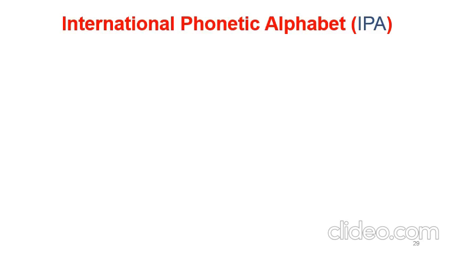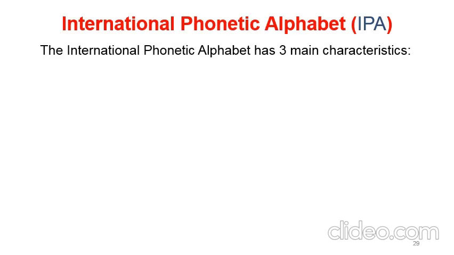Now, when we're talking about the English alphabet or the Latin alphabet, we talk about letters. When we talk about phonetic transcription, we talk about symbols. And the IPA covers all the symbols for all the languages of the entire world. Any human language sound exists in the IPA.